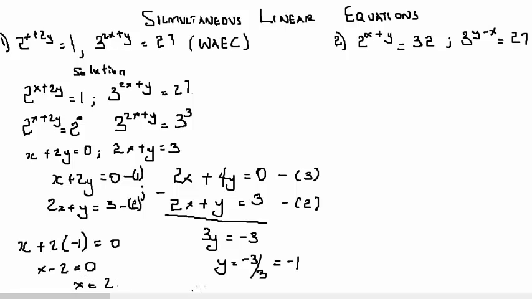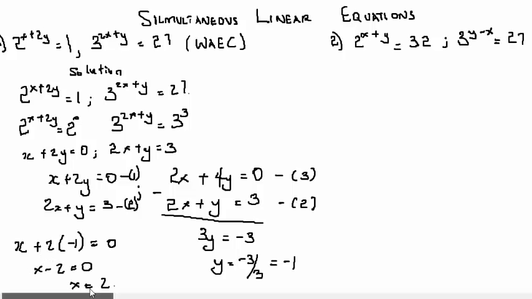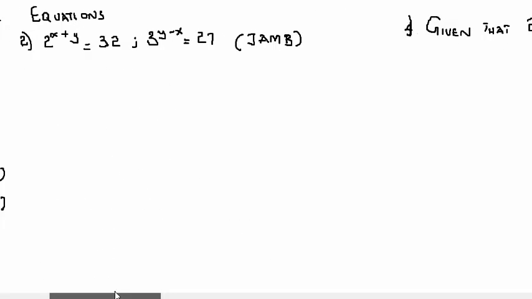Now let's move on to question number 2. This is a JAMB question. This particular question is a JAMB question, so I think it should help us understand more of what we are supposed to expect. Now for question number 2, I have in this example that 2 exponential x plus y is equals to 32, and also 3 exponential y minus x is equals to 27.